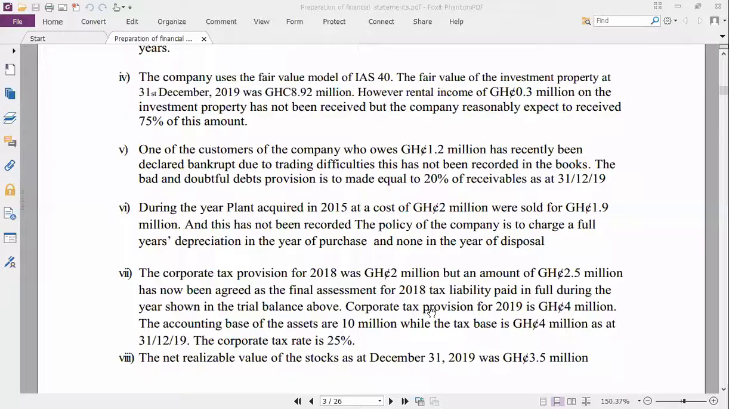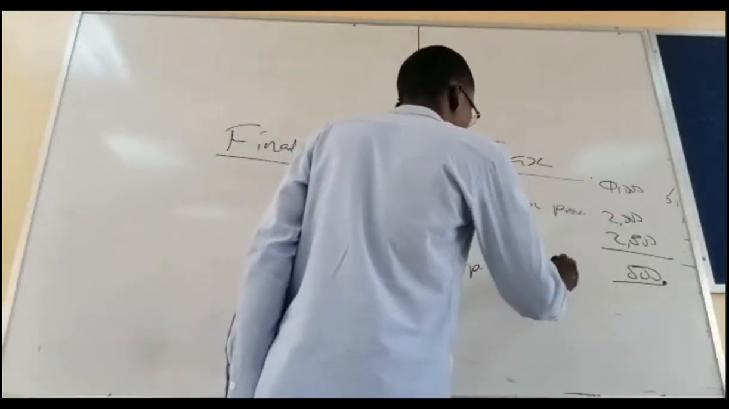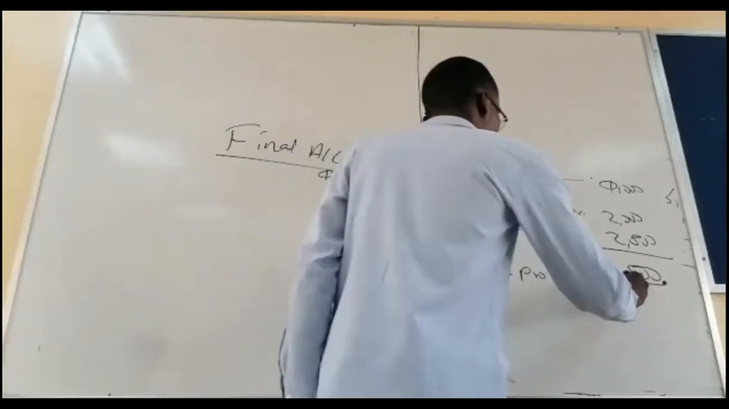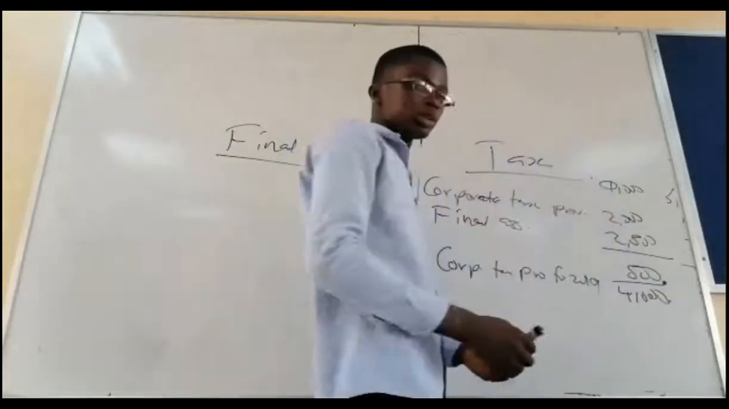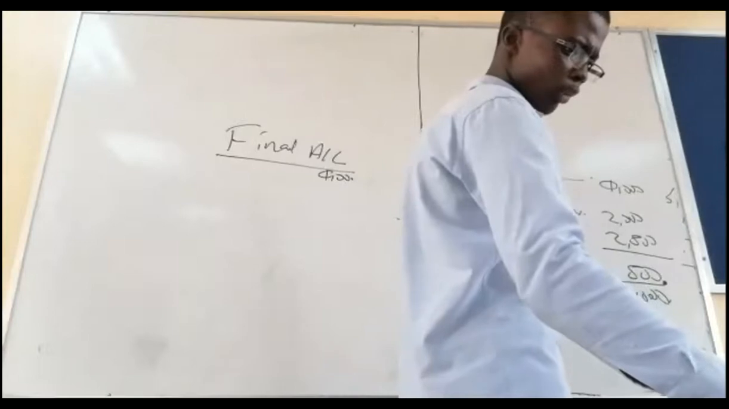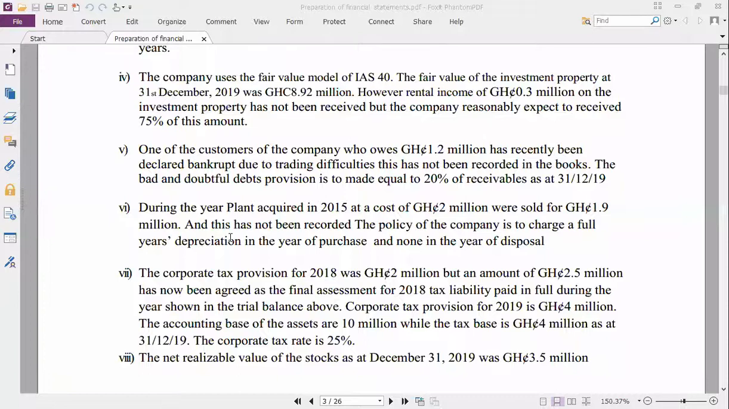So they said, corporate tax provision for 2019, 4 million. Another full stop. See, full stop. I'll start another sentence again. The corporate tax provision for 2019, 4,000. Another full stop. Yes. I'll continue again. Once there are figures in the question, don't worry. The accounting base of some assets is 10 million, while the tax base is 4 million. As at the year end, the corporate tax rate is 25%.